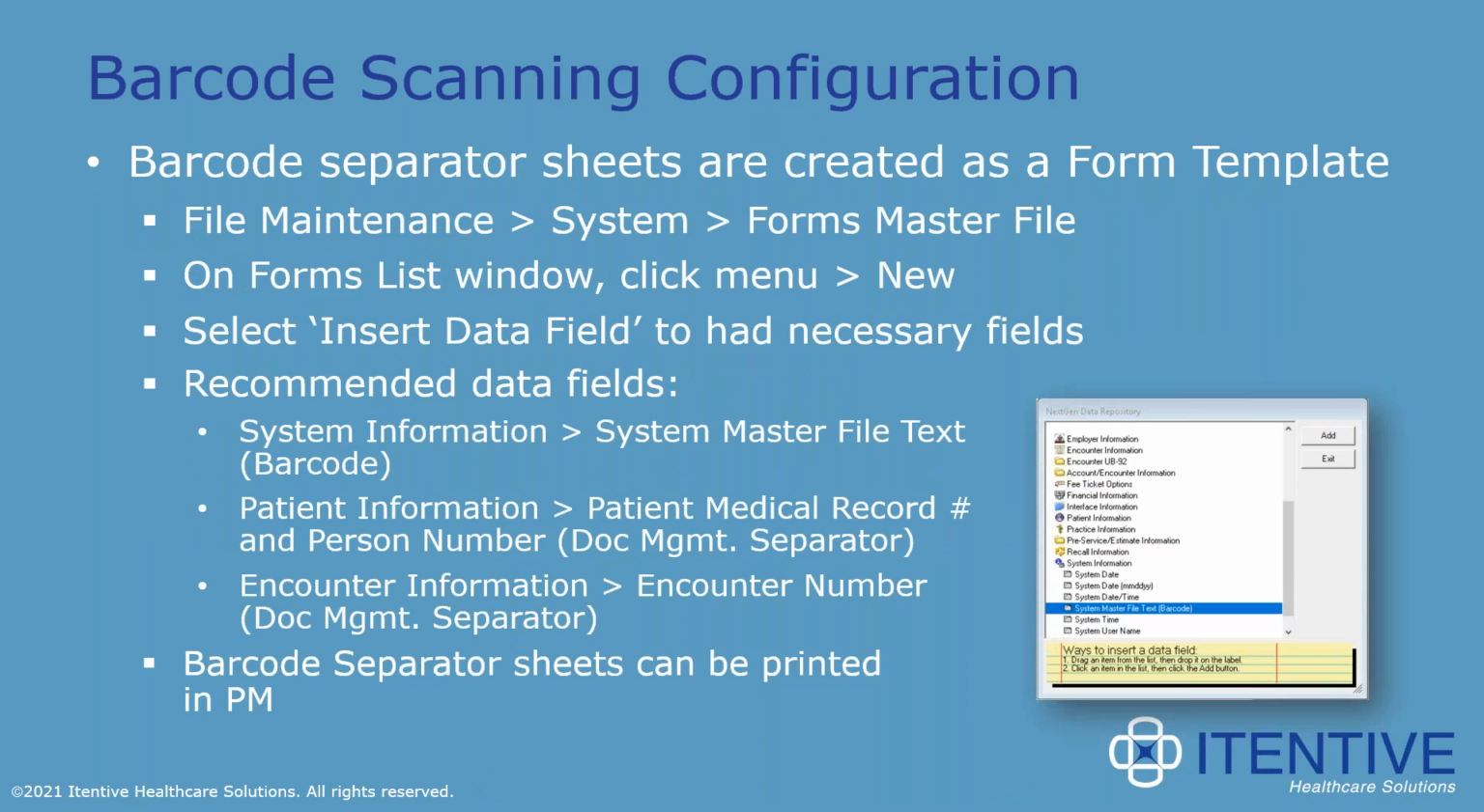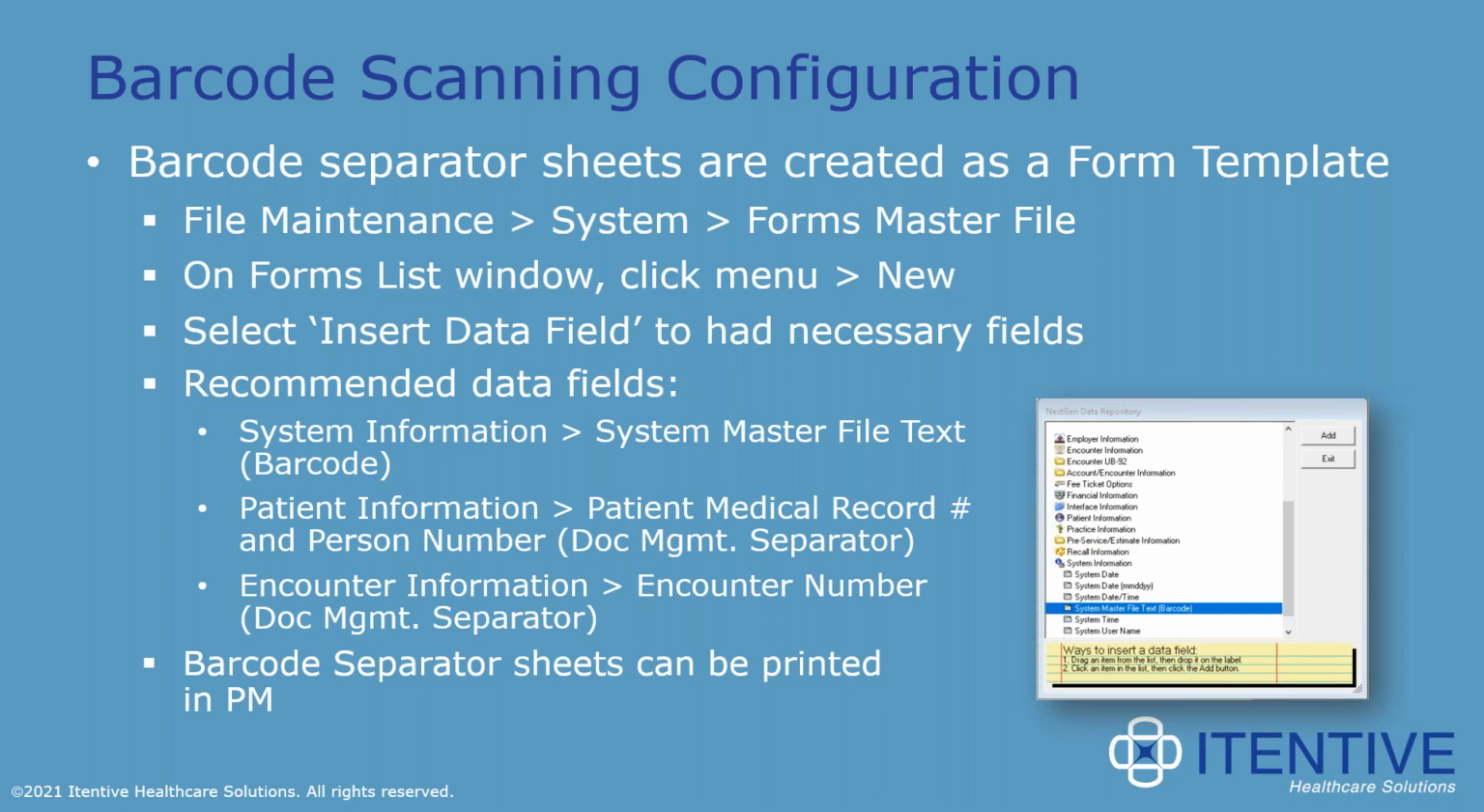To create a barcode separator sheet to be used in the scanning process, you would set that up as a form in our forms master file. Once you have gone into that master file and opened a new form, you would select that insert data field, and then you would add the necessary fields for that barcode. For our barcode separator sheets, NextGen does recommend certain data fields. For instance, under the system information category, they recommend the system master file text. For patient information, they recommend the patient medical record number as well as the person number. And then under encounter information, they recommend the encounter number. You can add additional items here as needed, but that's the recommendation.